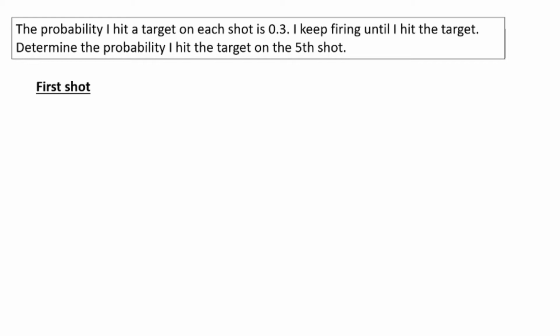Determine the probability that I hit the target on the 5th shot. Okay, I'm going to start to produce a tree diagram here. For the first shot, there's 2 possible things that might have happened. I hit the target or I missed the target. 0.3 for a hit, 0.7 for a miss.